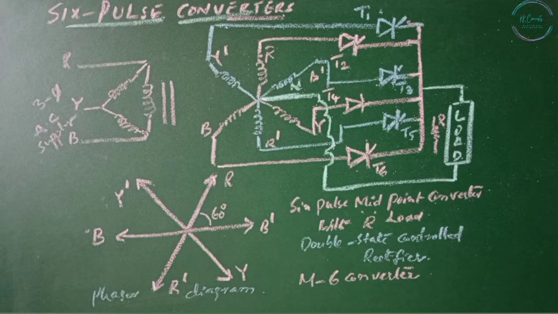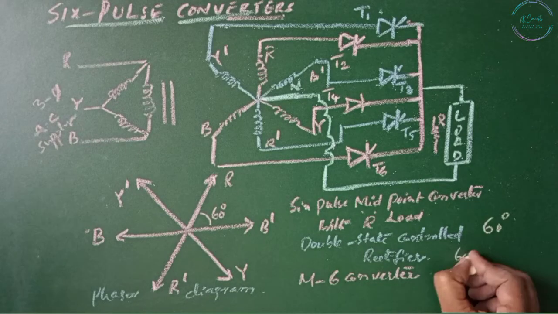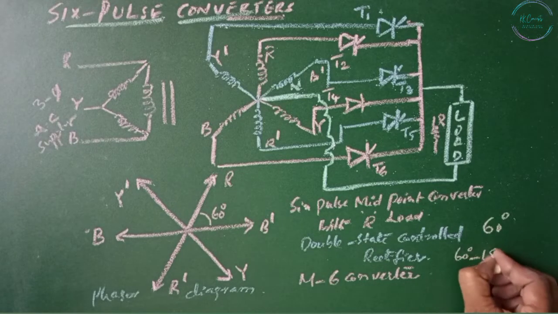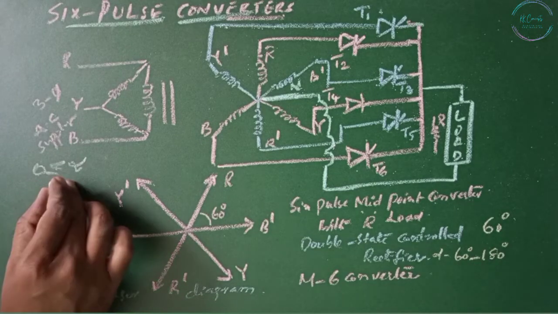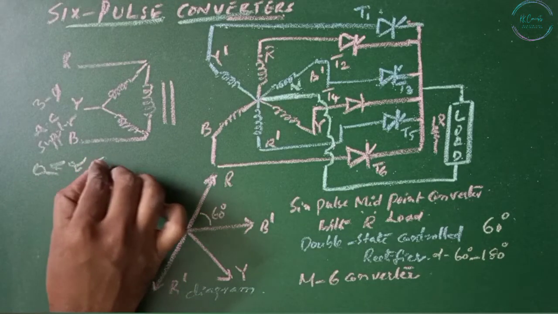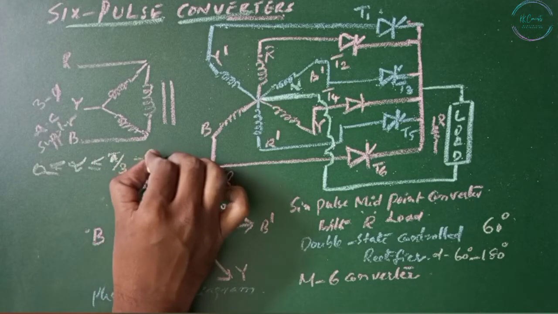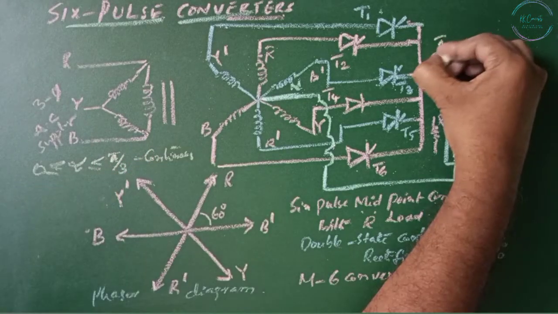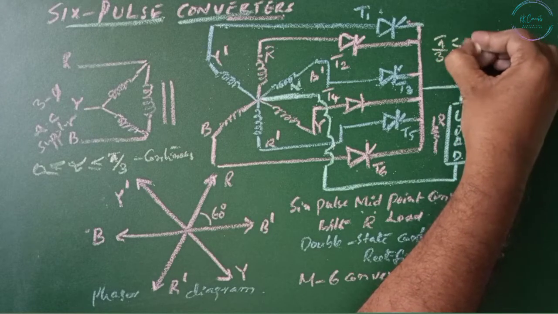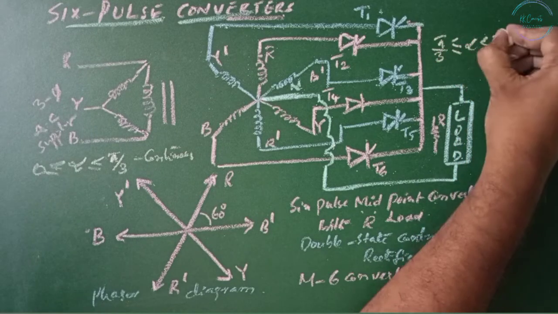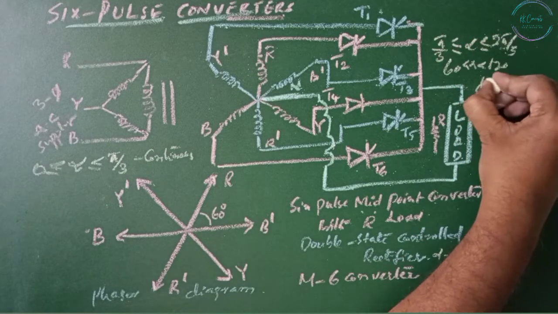Now each thyristor can conduct a maximum period of 60 degrees, and the minimum firing angle is 0 degrees and the maximum is 180 degrees. If 0 is less than or equal to alpha less than or equal to pi by 3, then this will give a continuous conduction. If pi by 3 is less than or equal to alpha less than or equal to 2 pi by 3, then this is going to give us a discontinuous operation.